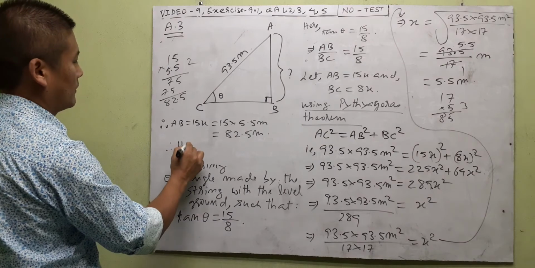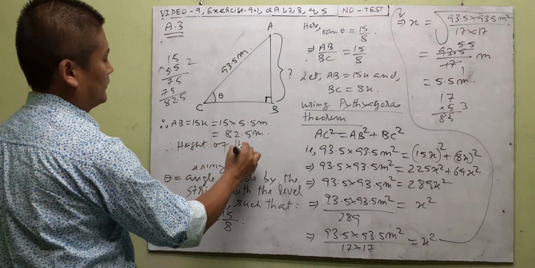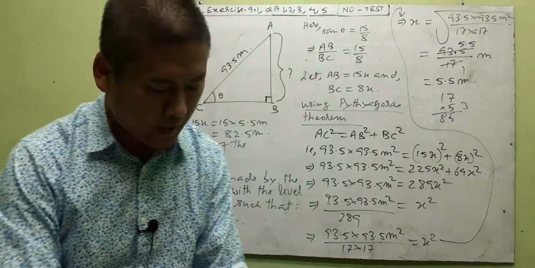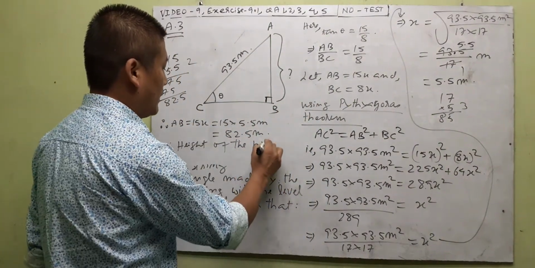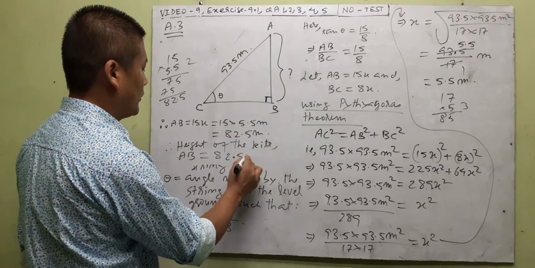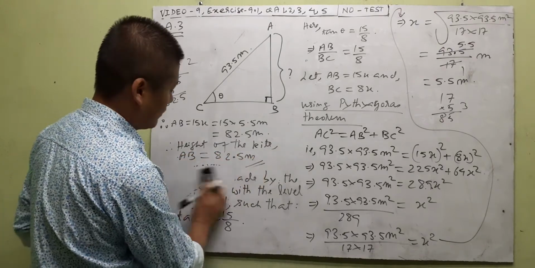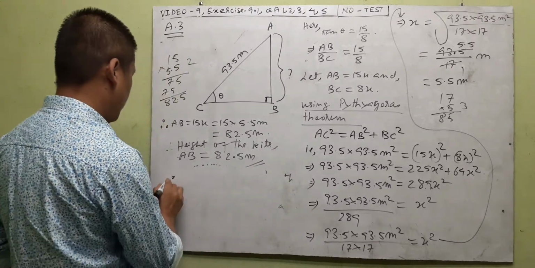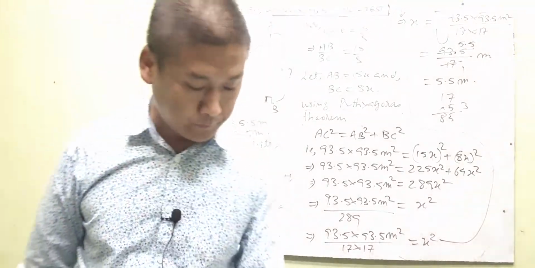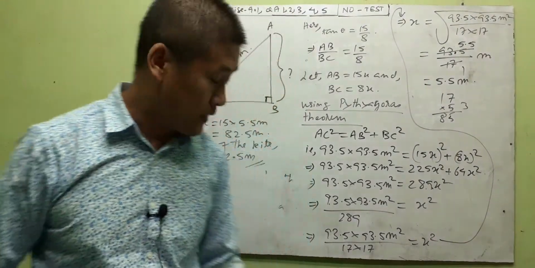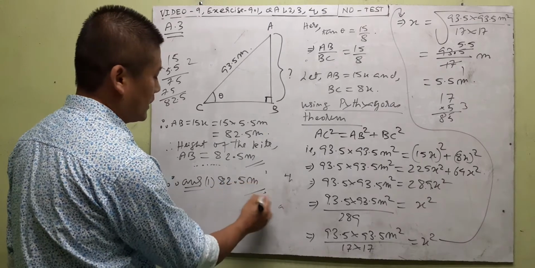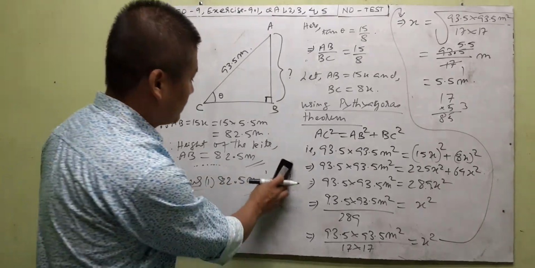Therefore, height of the kite, which we have taken in the beginning as AB, is 82.5 meter. This is our answer. That's what the question is asking. Therefore, the right answer, the choice that matches that, you can look and you can see there, it is choice number 1, 82.5 meter. Okay, so that's how we go about doing it.